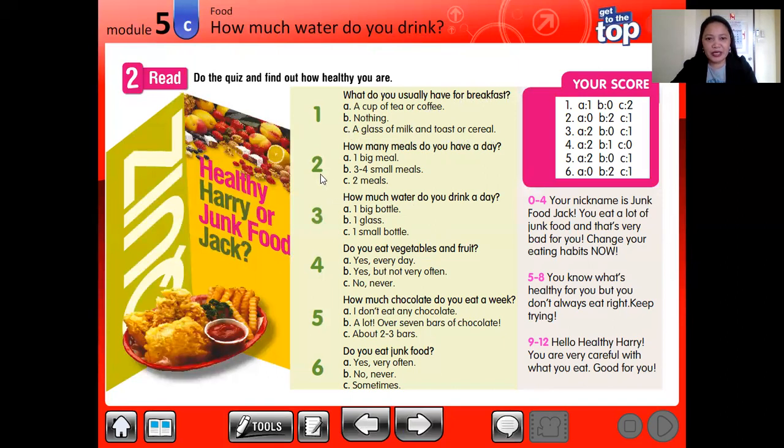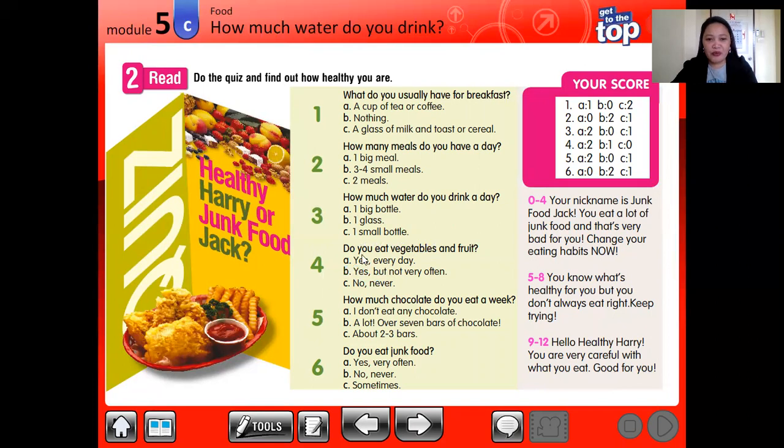Okay, next, number 2. How many meals do you have a day? A, 1 big meal. B, 3 to 4 small meals. C, 2 meals. So you circle your answer, then later on we're going to reveal how healthy you are, okay? Next, number 3. How much water do you drink a day? A, one big bottle, B, one glass, C, one small bottle. This is for one day, remember.